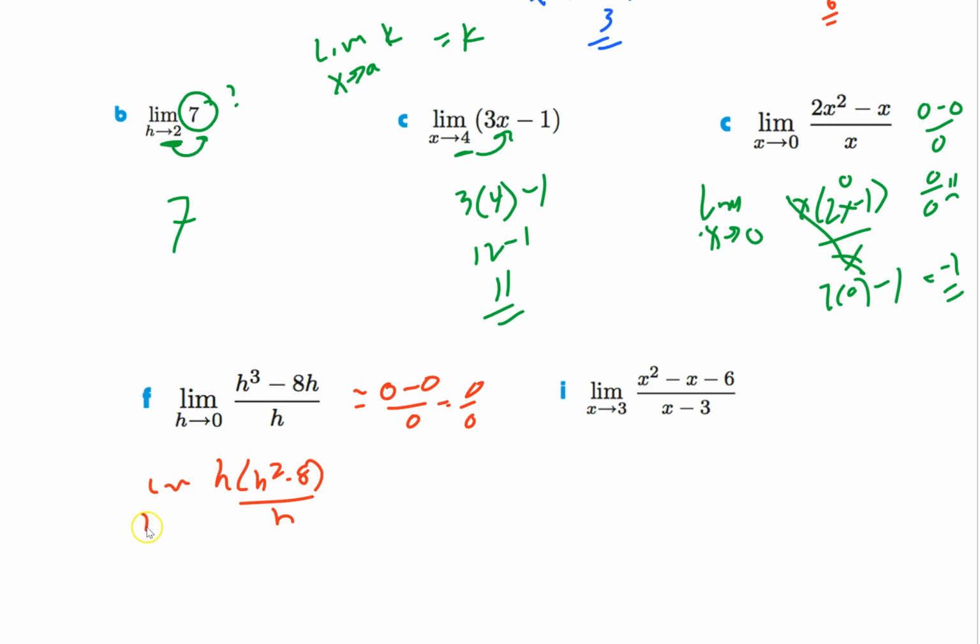Right, the limit as h approaches 0. So now they're gone. I can plug my 0 in because there's no more issues. 0 squared minus 8, or negative 8. Last one, right? Same idea.